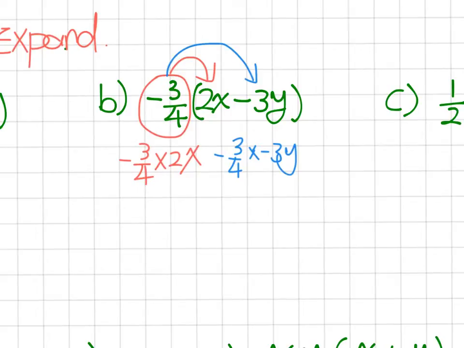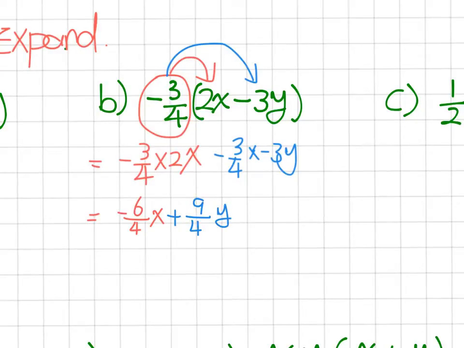So the first one becomes negative 3 times 2 over 4. Remember, when you're multiplying a fraction by a whole number, the whole number is multiplied to the top. So this becomes negative 6 over 4 x, and same thing for this part. I have negative 3 times negative 3, so that gives me positive 9 over 4 y.